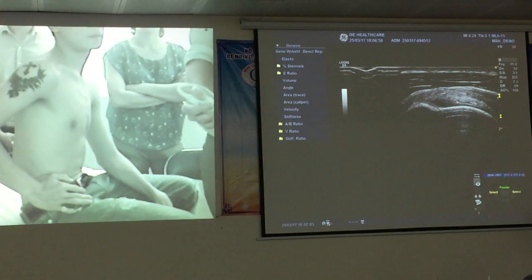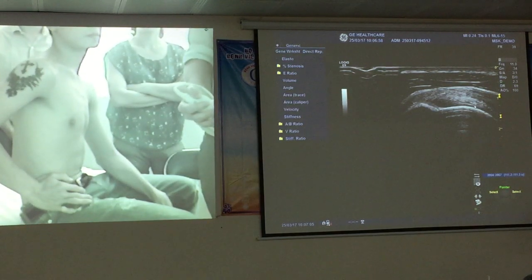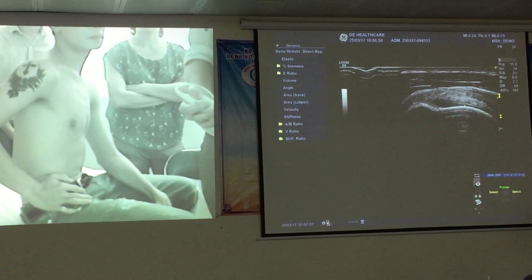So you can see here, this bright shadow, or bright line, that's the articular cartilage of the humeral head.